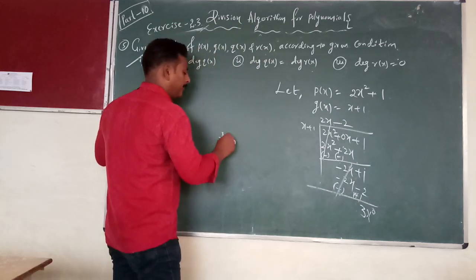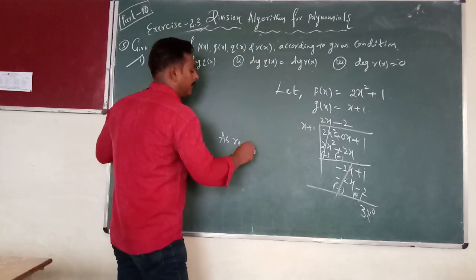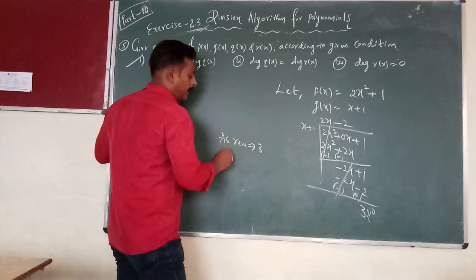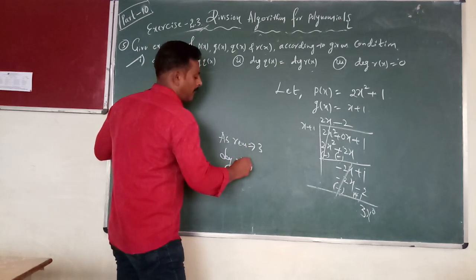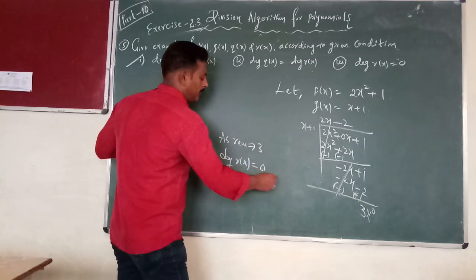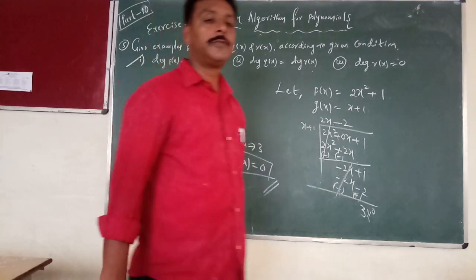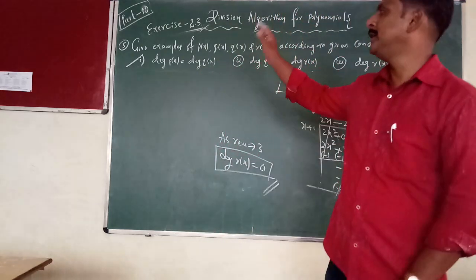As the remainder is equal to 3, degree of r of x should be equal to 0. So this is the end of exercise 2.3.